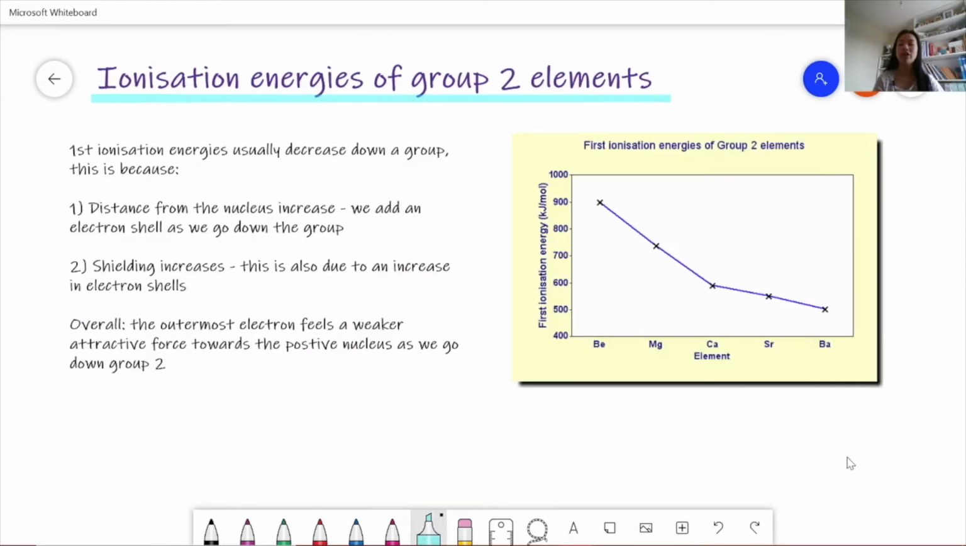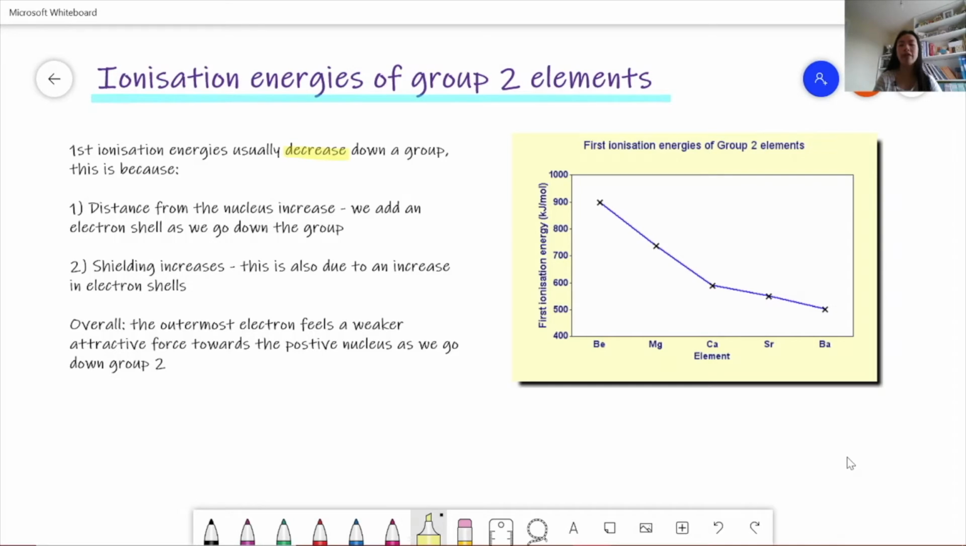So we're now going to have a look at ionization energies of group 2 elements. So first ionization energies usually decrease down a group. And this is because of two reasons. So firstly, let's go through the definition of first ionization energy. So again, the first ionization energy is the energy required to remove the outermost electron from 1 mole of gaseous atoms to form 1 mole of gaseous 1+ ions.